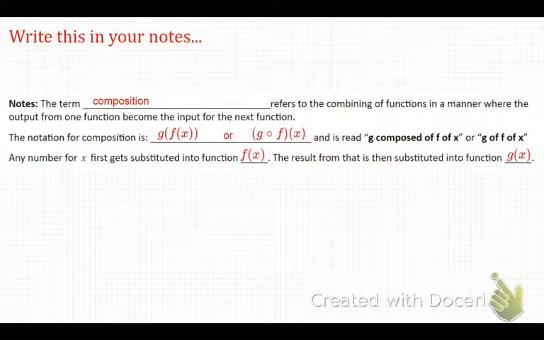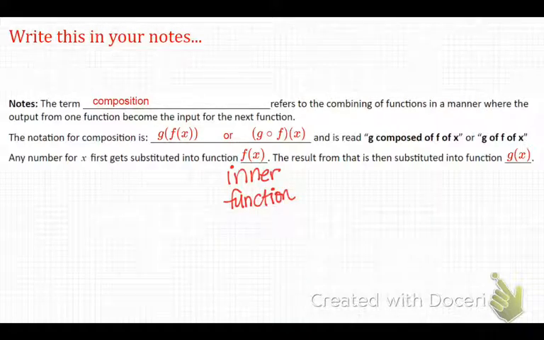And like I said, my function isn't always f. It isn't always g. So a better way to think of this is f of x, or whatever the inner function is. We always substitute into the inner function first. And then instead of g of x, next is our outer function. That always comes second, okay? So copy that down.